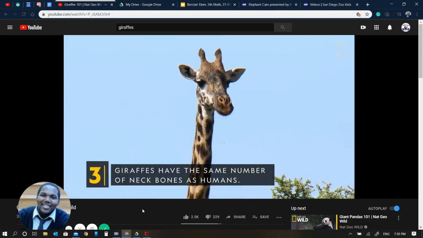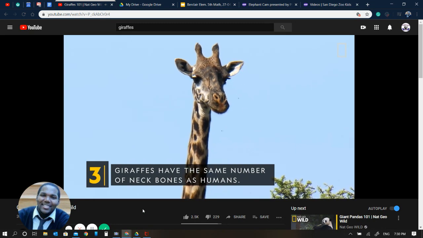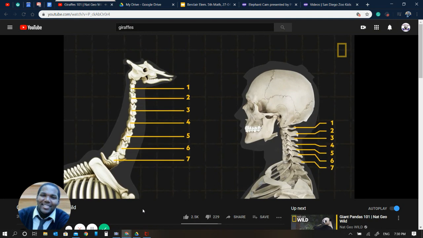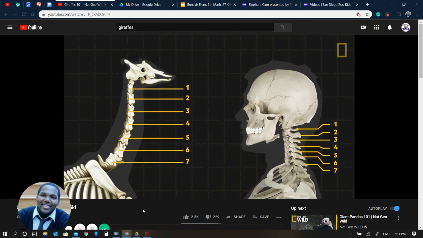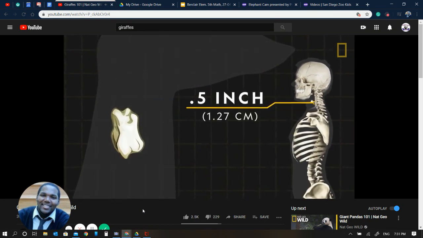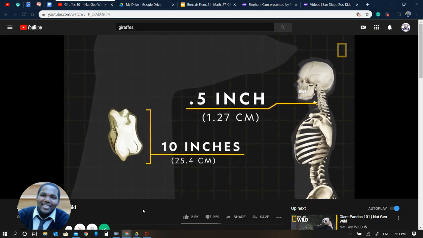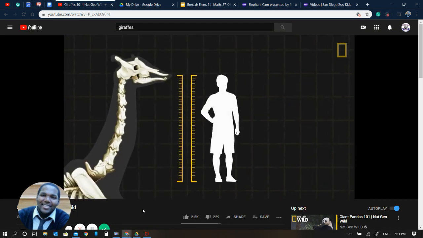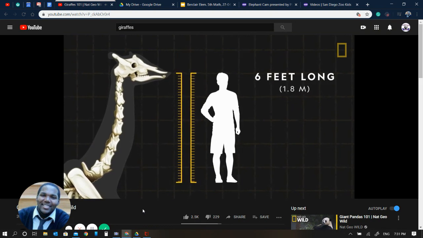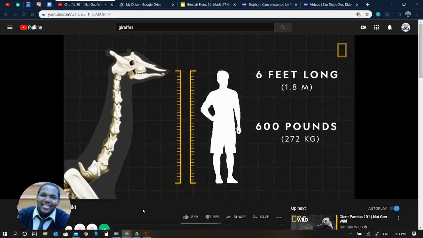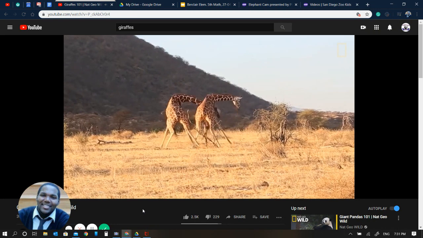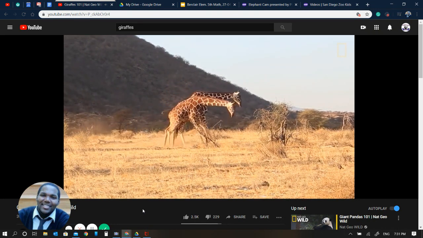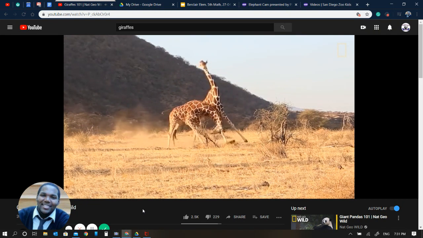Giraffes have the same number of neck bones as humans. Both humans and giraffes only have 7 bones in their necks. However, human neck bones are only half an inch tall, while giraffe bones are 10 inches tall. This means giraffe necks can grow to be about 6 feet long and weigh 600 pounds. Male giraffes' necks may also be used in fights over females and to establish a hierarchy within the herd.